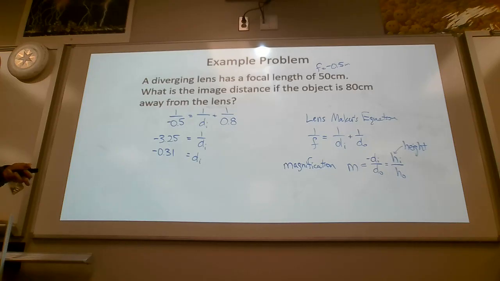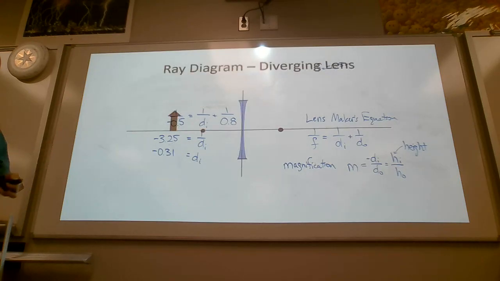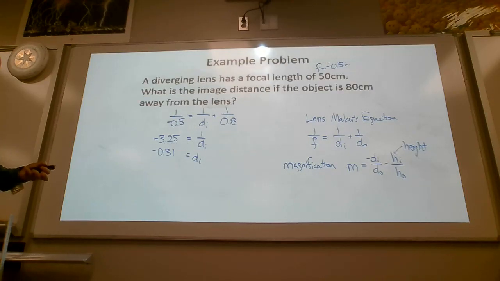The fact that it is negative means that, oh, it's a virtual image. What did we get when we did a diverging lens? We got a virtual image. So it's like, oh yeah, that works great.